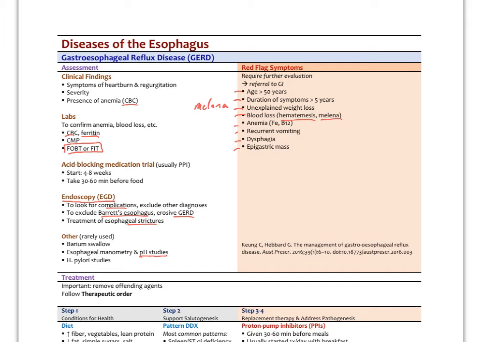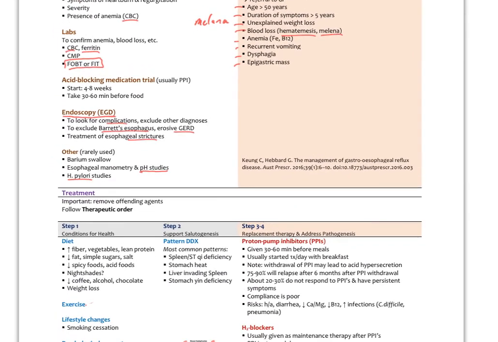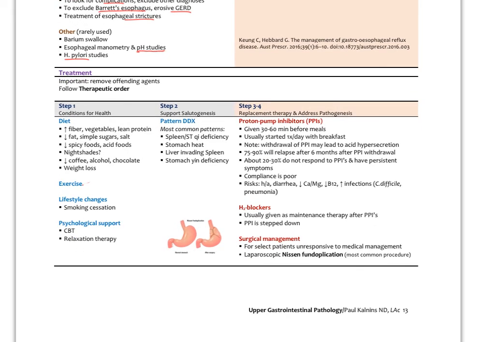H. pylori studies, again, H. pylori we think is more protective here, so it's not going to be as useful. Now, for treatment of GERD, it's really going to depend on, number one, removing obvious offending agents like cigarette smoking, things like that, but then following the therapeutic order. So again, red flags and so forth, we're going to look at jumping to level 4 for endoscopy, and then medications I'll talk about here in a minute.